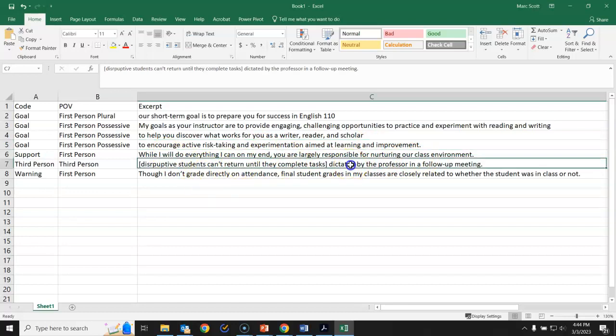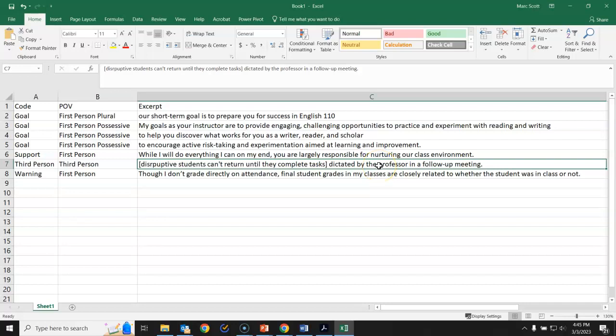And then we get to this thing that's not a very happy thing to talk about, and a syllabus is not always a very happy document to read. But the writer's saying you cannot return to a class if you've been disruptive unless you've completed everything, and this is verbatim from the syllabus, task dictated by the professor in a follow-up meeting. So we have first person when we have these more positive things that the writer's talking about, but when we have something that's a little bit negative, then we have this third person, the professor.